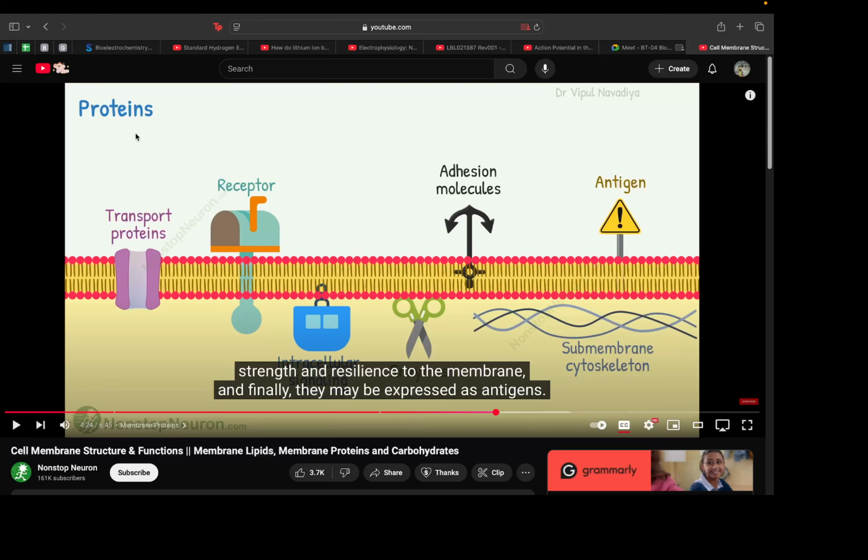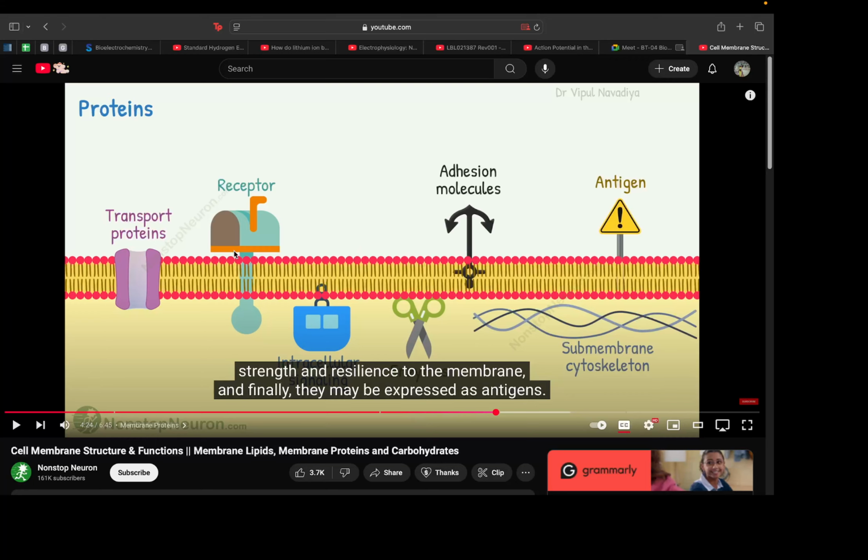So the first function is the transport proteins. These proteins help in the transportation of substances from outside to inside or vice versa. Because we know only the lipid soluble molecules can pass through it, but there are still many components which we need to transport inside the cell, right? The food which we are eating has different components, so it needs to be transported inside, and all the byproducts which are toxic to the cell need to be excreted outside the cell. Okay, so that work is done by the transport proteins of the membrane.